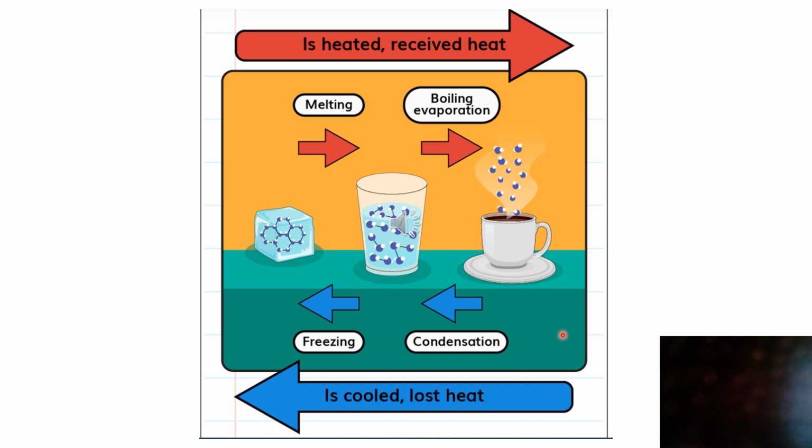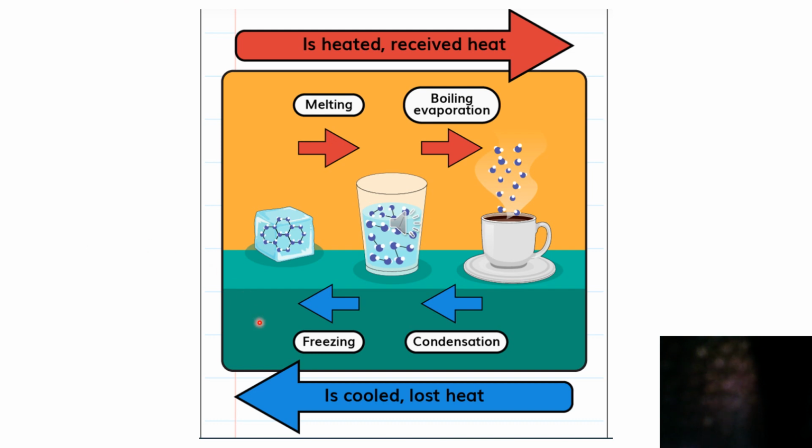Next, condensation. The condensation process happens when water vapor changes into water when it is cooled or loses heat. Freezing process. The freezing process happens when water changes into ice when it is cooled or loses heat.